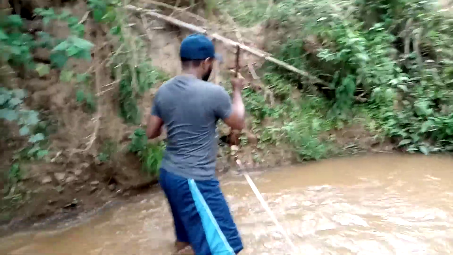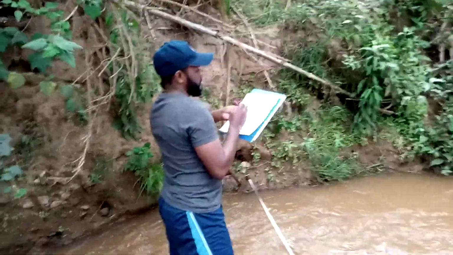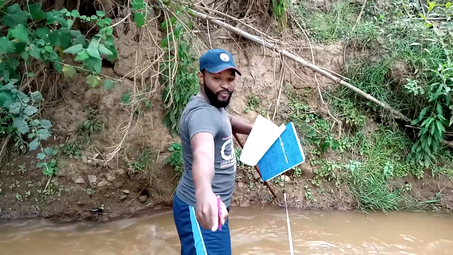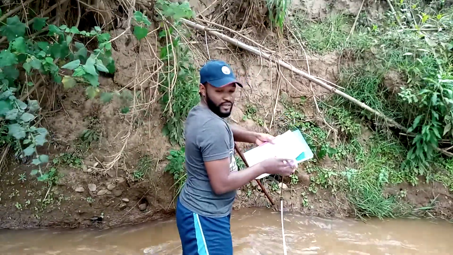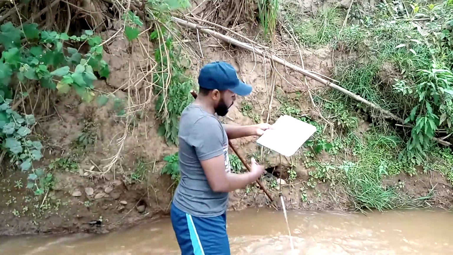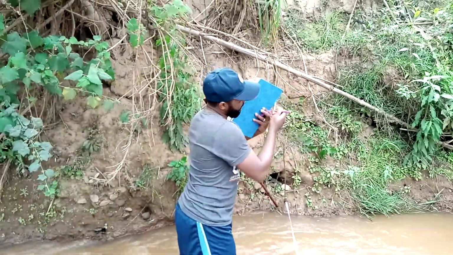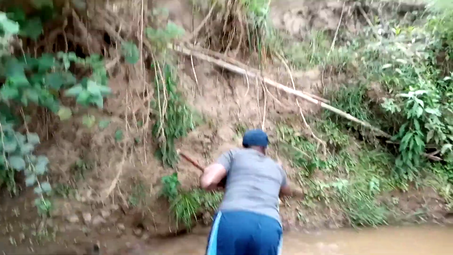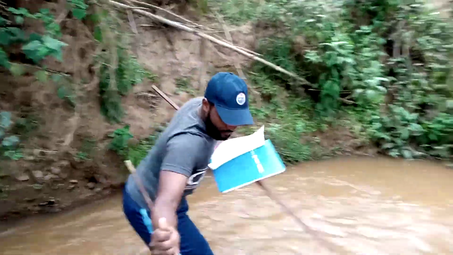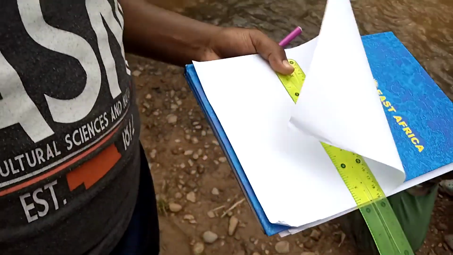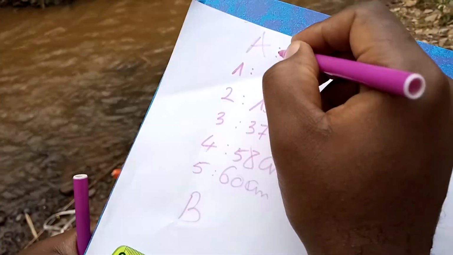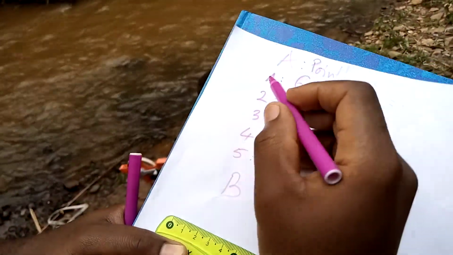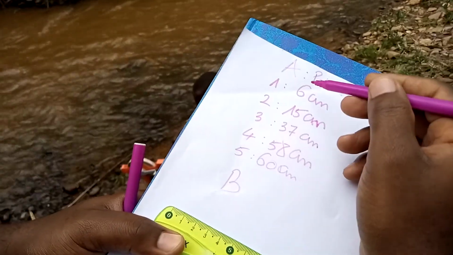On this side of the cliff, I will call it B, and on the side of the point bar, I will call it A. So I am going to draw the cross section of this river as you have measured. A is this place where we are standing, where there are point bars. These are the recordings I made.